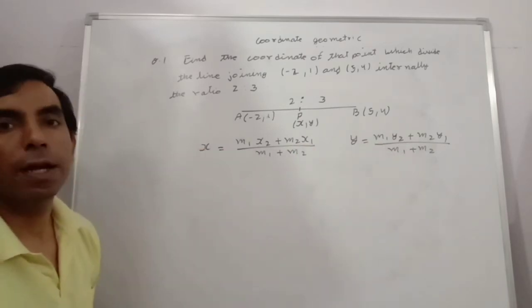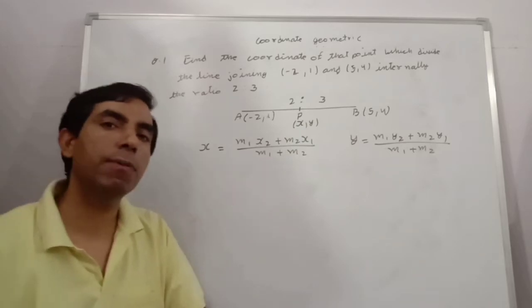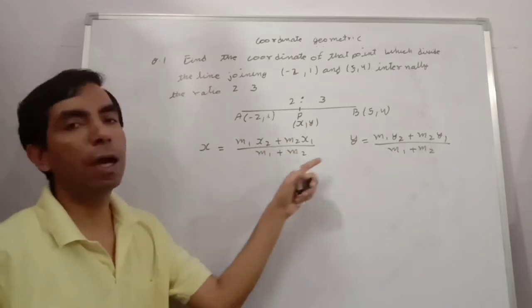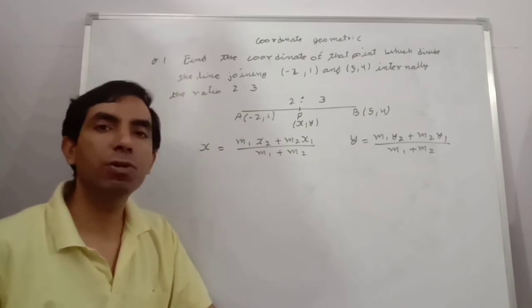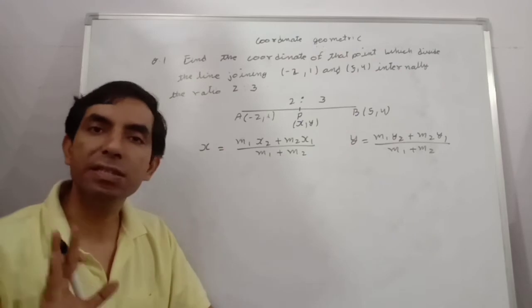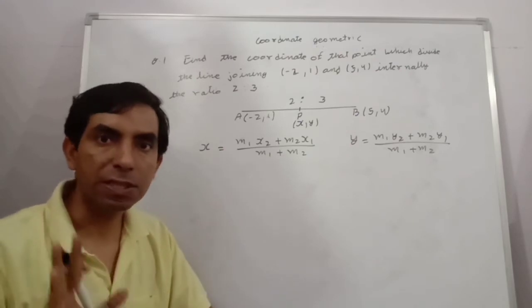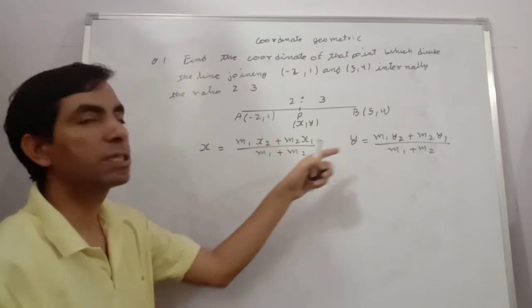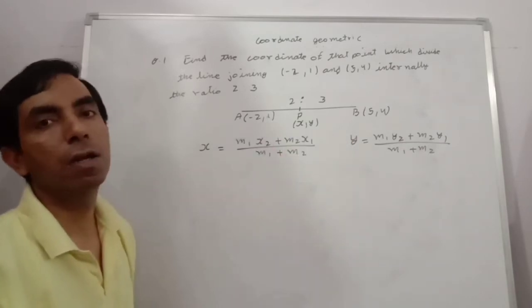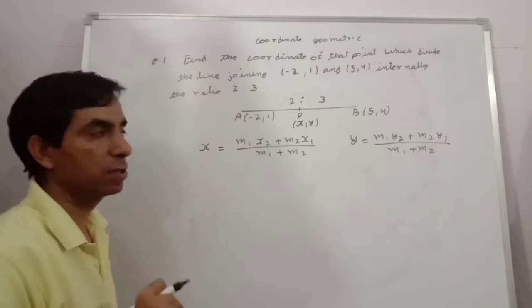For internal and external section formulas, there is no difference. Internally we use the addition sign and externally we use the subtraction sign. Otherwise both are 100% same. Only the sign will be changed. In internal we use the addition sign and in external we use the subtraction sign.